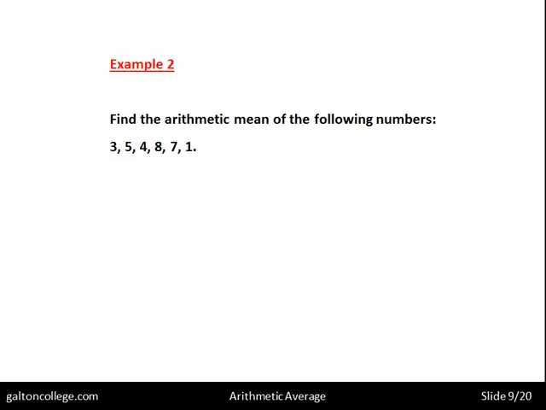Find the arithmetic mean of this number: 3, 5, 4, 8, 7, 1. Well, we do exactly the same as we did before. The fact that we have the numbers jumbled doesn't make any difference. Or the fact that we've got more numbers, it doesn't make any difference. The technique is still the same.